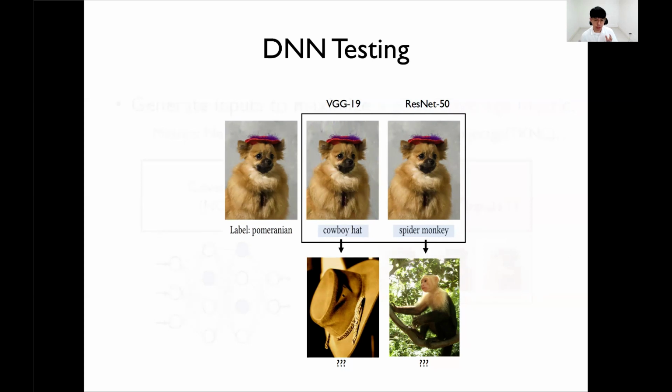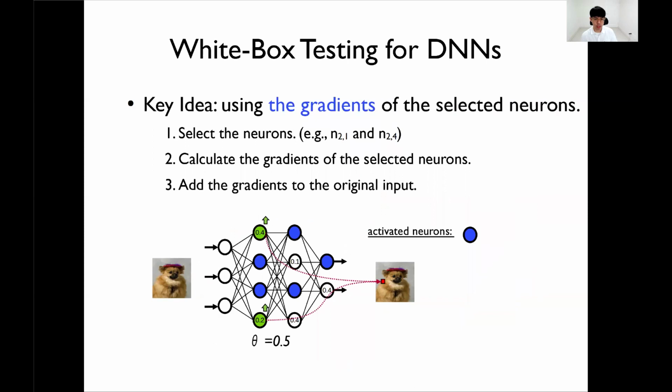To sum up, the ultimate goal of DNN testing is to find such adversarial inputs as much as possible in the limited testing budget by maximizing a given coverage metric such as neuron coverage. And to achieve this goal, white box testing methods usually use the gradients of the internal neurons. More specifically, as we learned in the last lectures, the simplified white box testing method for DNNs consists of 3 steps. First, it selects some neurons for the gradient calculations.